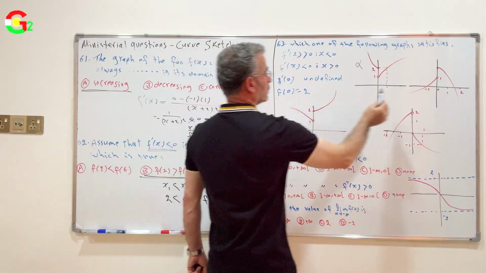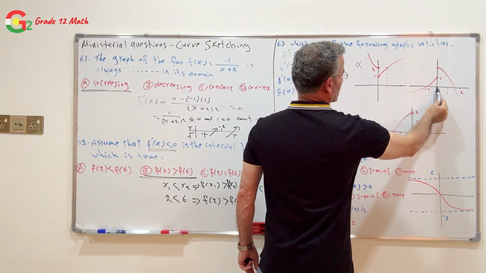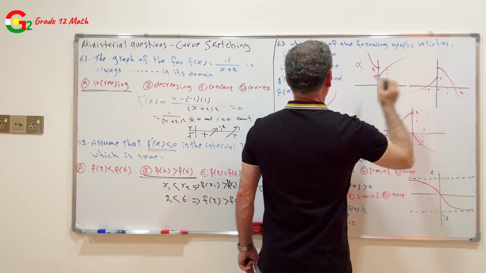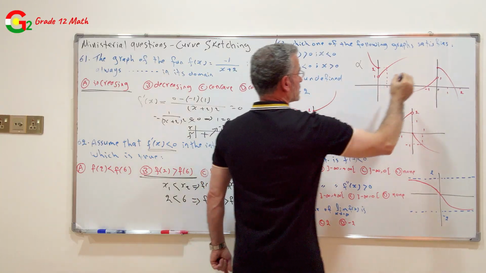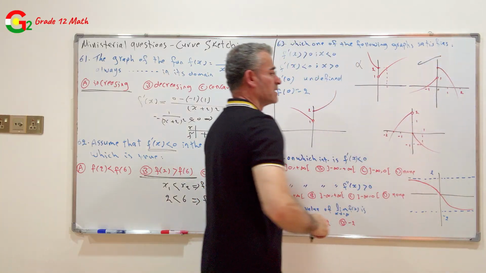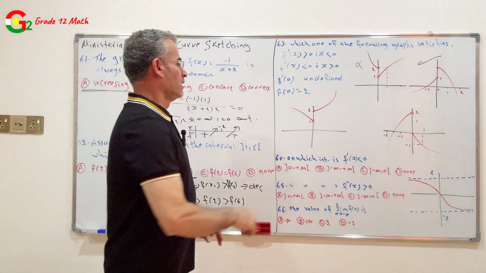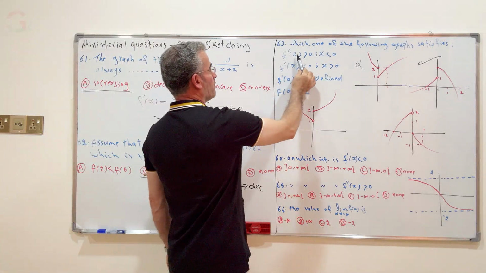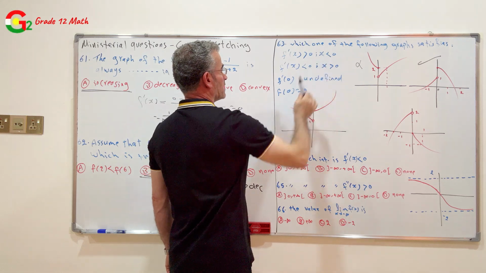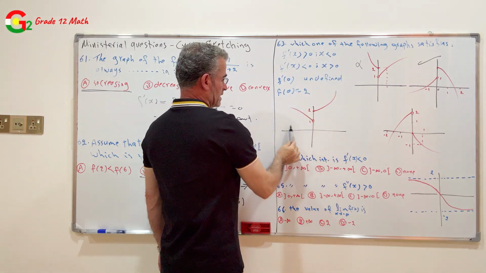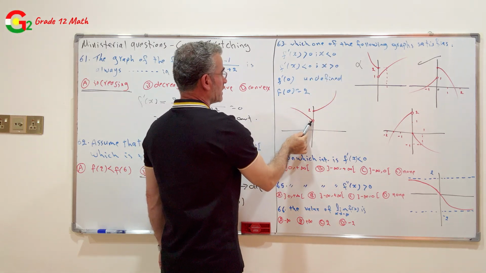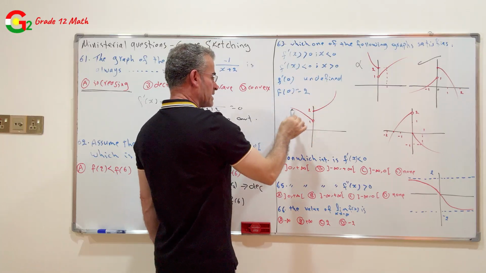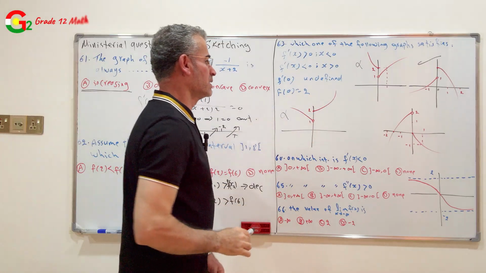F of 0 equal to 2. As you see, we have a gap at 1, but f of 0 is 2. All the conditions are satisfied. B is the right choice. Let us see the next graph. F prime of x greater than 0 when x less than 0. When x less than 0, the function is decreasing. Therefore, f prime of x should be less than 0, not greater than 0.